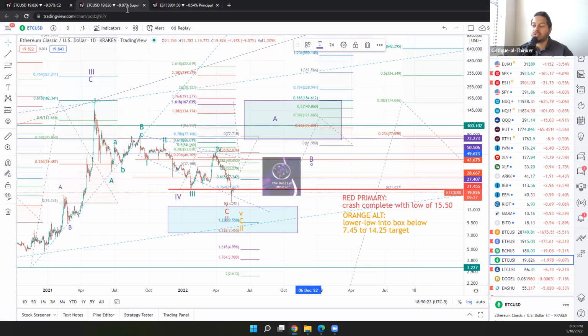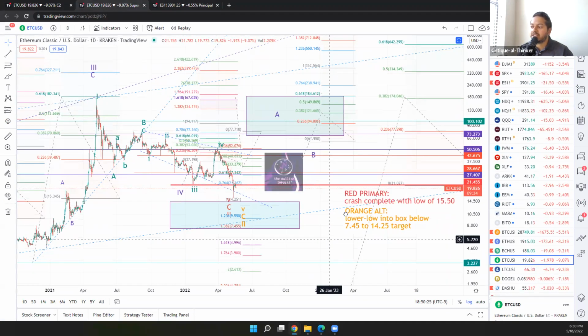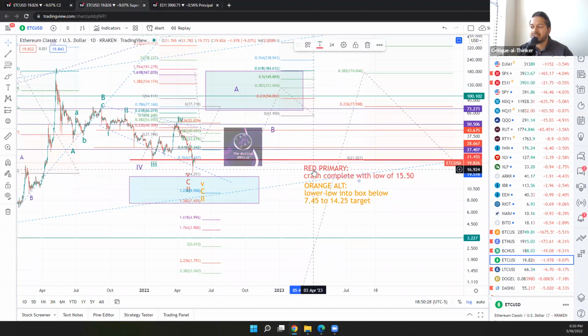So going back to Ethereum Classic, we have everything in place to get a lower low. So as of this exact moment, red is still primary. That says that the crash was over. We followed through as we were expecting. However, I've added this orange alt pattern that would have us going into this box.